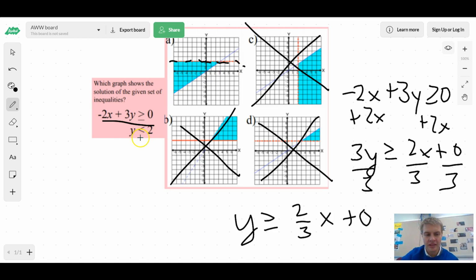So anytime that it doesn't have a line underneath, that's a dotted line. Anytime it does have a line underneath, that's a solid line. Let's do the next one.